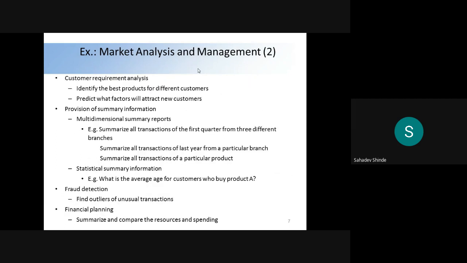Okay. Now the next one is customer requirement analysis. So what are the customer requirements? That also we can analyze by using data mining techniques here. So you can identify the best products for different customers.